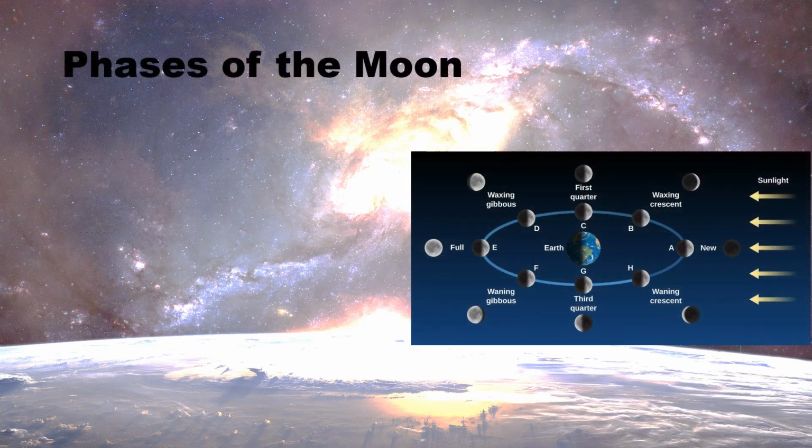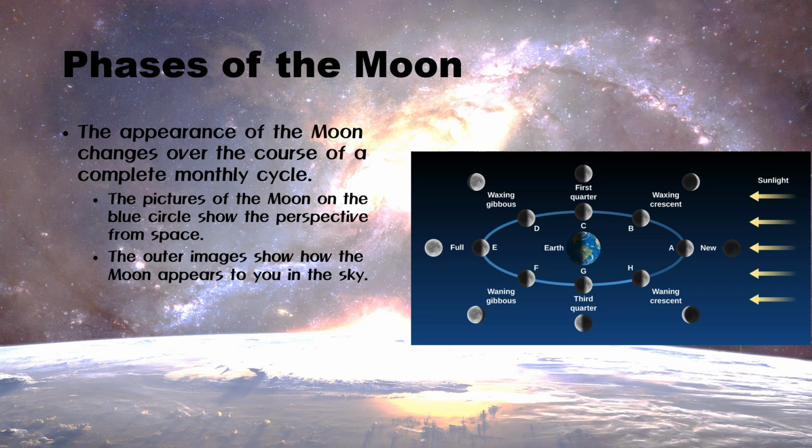So, when we start looking at these phases of the moon, the appearance of the moon changes over the course of a complete monthly cycle. If we look at this image here, we can see pictures of the moon. The blue circles show the perspective from space. The outer images show you how the moon appears to you in the sky. So again, if you look here, here's our sunlight. You can see the sunlight is always coming from about the same direction. And so when we have a new moon, you can see the sunlight is hitting the moon right here.